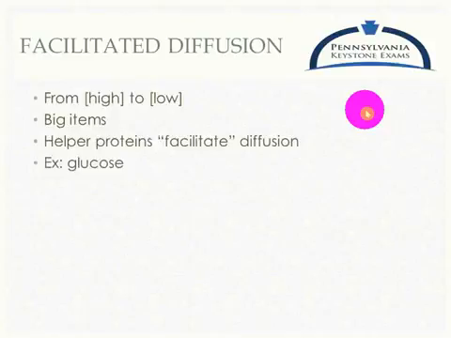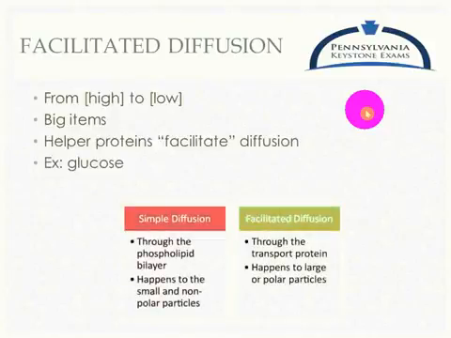So what happens is there are helper proteins that come in. And it's called facilitated diffusion because facilitate just means help. So there are special proteins that are embedded in the cell membrane and they help the materials go through. Glucose is a perfect example. We need glucose. Every single one of our cells needs sugar, but glucose can't diffuse through on its own. It has helper proteins come in.